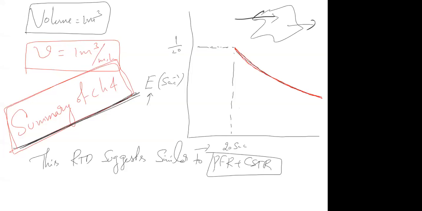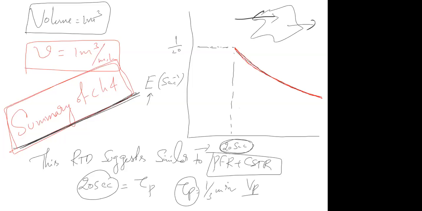Now, what is the volume of the PFR? Take this residence time: 20 seconds is the residence time of the PFR. Converting 20 seconds into minutes, tau P is equal to 1/3 minutes. So tau P is Vp divided by V, which is equal to 1/3. What is V? 1. So what is Vp? 1/3. Clear?